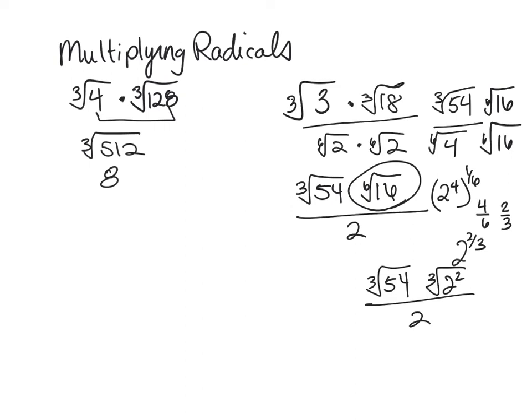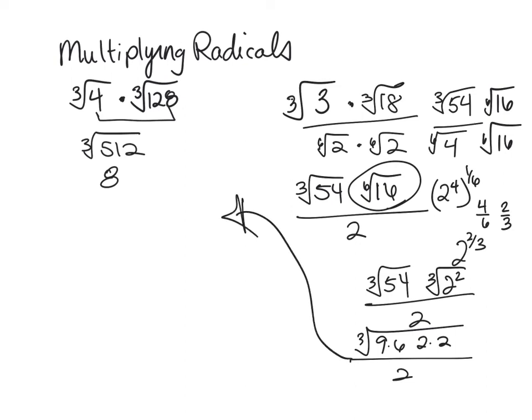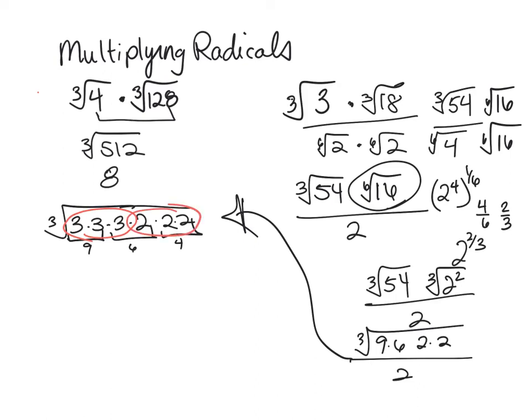And so 54, let's see. Let's break that down as 9 times 6. And we'll bring the 2 times 2 in here. The 2 squared, still all over 2. The cube root of 3 times 3 times 6 is 3 times 2, and then the 2 times 2. So see my 9, my 6, and my 4? Yeah. 9, 6, 4. And now do I have groups of 3 in here? So this is 3 times 2 over 2, which is 3, the cube root of 6 divided by 2. Okay, that's about as complicated as it's going to get.